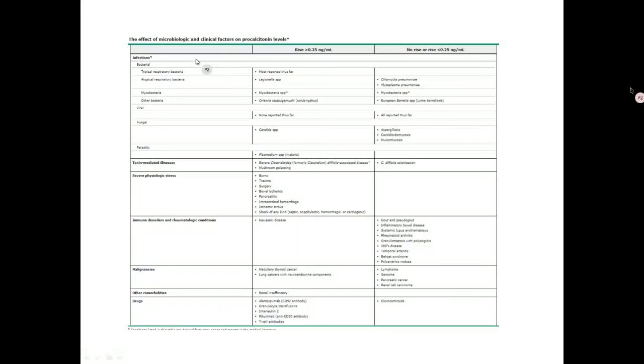Now, this table here, obtained from UpToDate, is quite loaded, but I'll go through it sequentially. We know that production of procalcitonin is stimulated by bacteria. And a level greater than 0.25 is typical for most bacteria. Atypical bacteria will cause a rise in the procalcitonin, but not as high as typical respiratory bacteria. I should mention that mycobacteria also can cause elevation of the procalcitonin, at times even greater than 0.25.